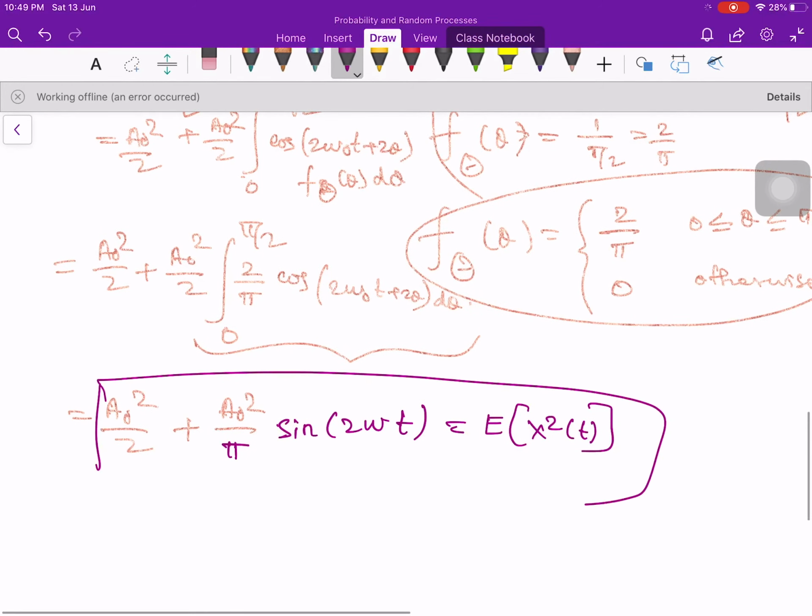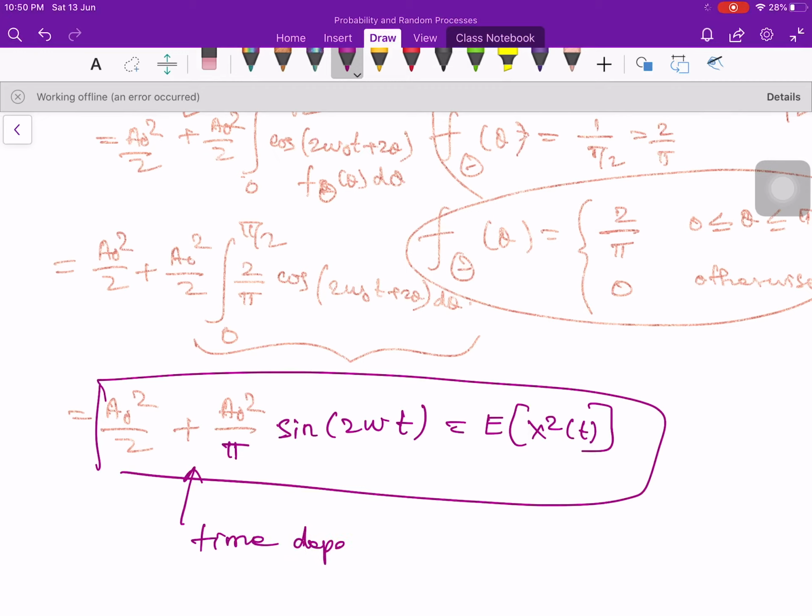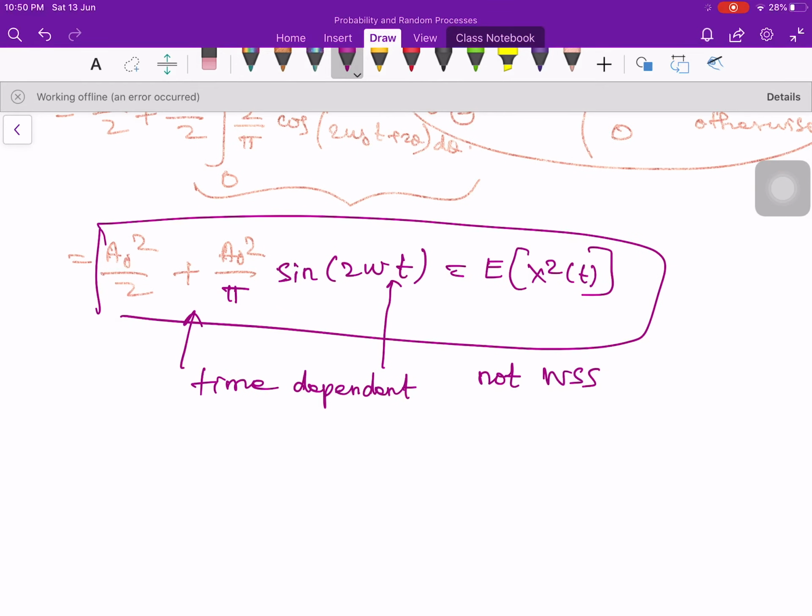By looking at this function, you can say that it is a time dependent function because there is a time parameter. See, there is a t here. So this process is not WSS. It is not a wide sense stationary random process. Okay, because the time average of the above expression is this one. And P XX is equal to the time average of this guy, the expected value of X square of t.